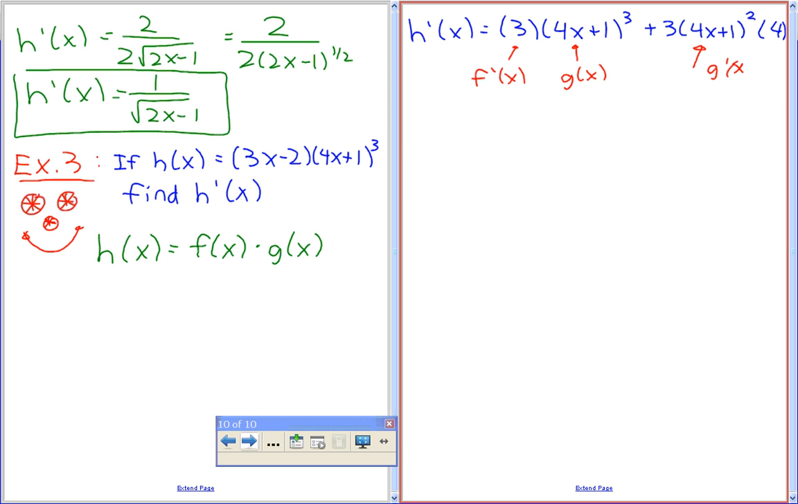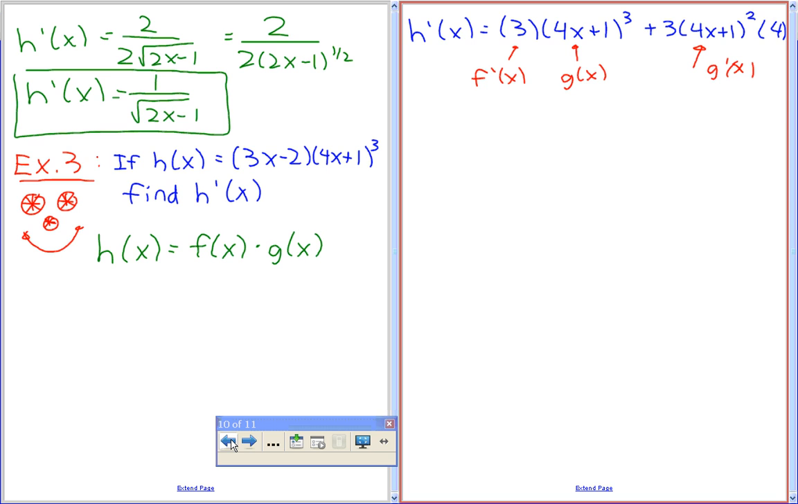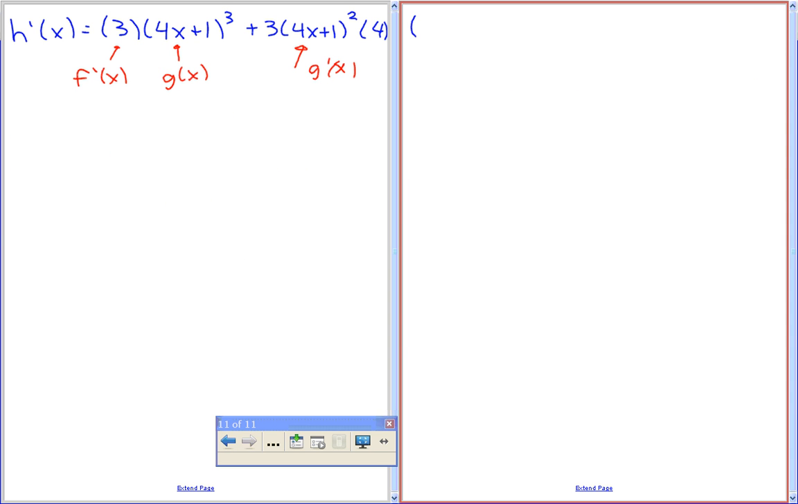I'm running out of room, so go to the next board. Can I get rid of the left hand board? Okay, good question. We get rid of the inside stuff. And the leftover part, we still have to do f of x, which should be 3x minus 2. And this is going to be f of x.